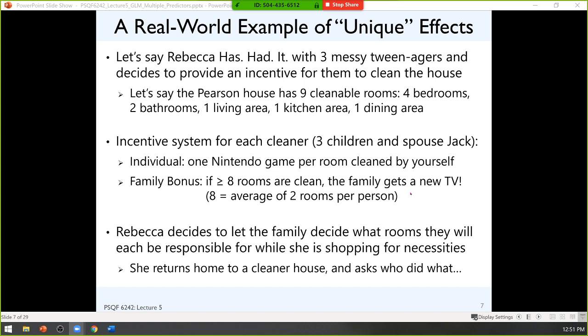So she decides to incentivize them cleaning up the house and sets the rule that for each person who is not her, so the husband and the 3 kids, anybody who cleans a room all by themselves gets a new Nintendo game. Because when they were this age, that would have been back when Nintendo was a thing for the first time. I know Switch has come back.